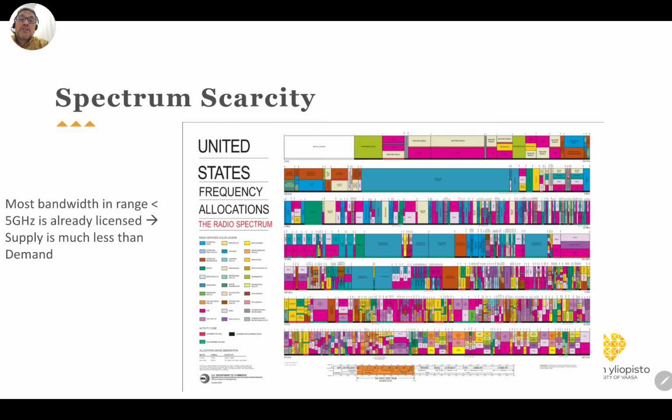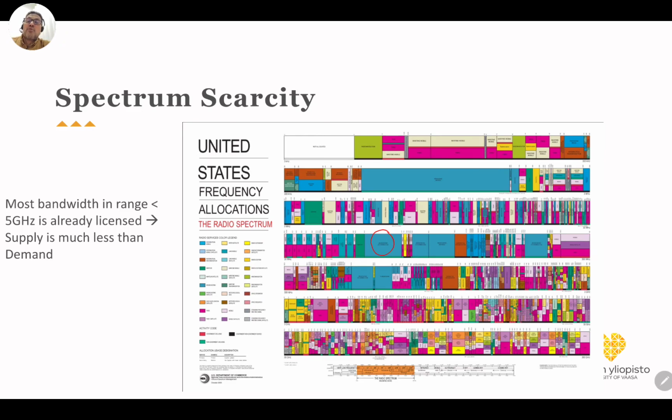This is the spectrum license in the US. Maybe the picture is not that clear, but you can find it on the internet: the United States frequency allocations, the radio spectrum. You can see that the license is here. It shows what the license is for using that spectrum. So it is not free. Because of that, it is very important to have the best possible spectrum efficiency.